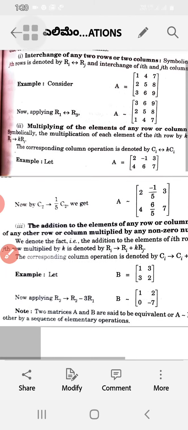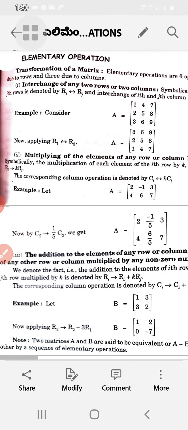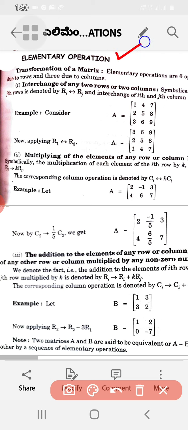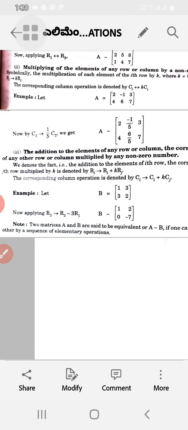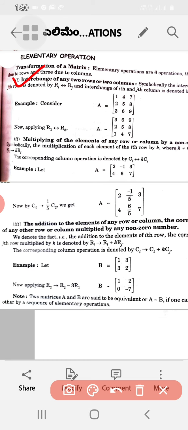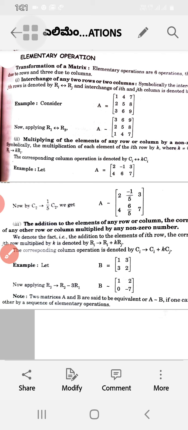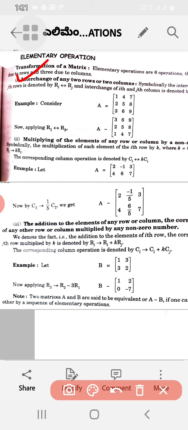So in this way, see here, elementary operations. In this class I have explained about elementary operations. That means transformation of a matrix. See, elementary transformations. So you can see here, interchange. What is the first point here? Interchange of any two rows or columns. So remember this in bold, these points we have to write down. Interchange of any two rows or two columns. Okay, we can interchange any two rows or columns.